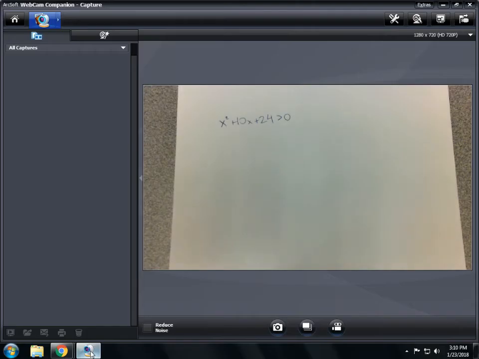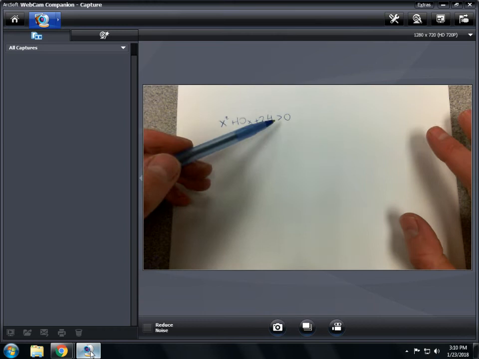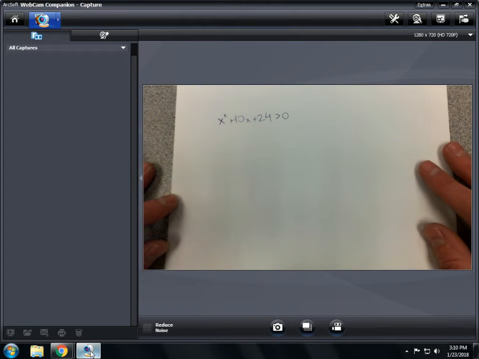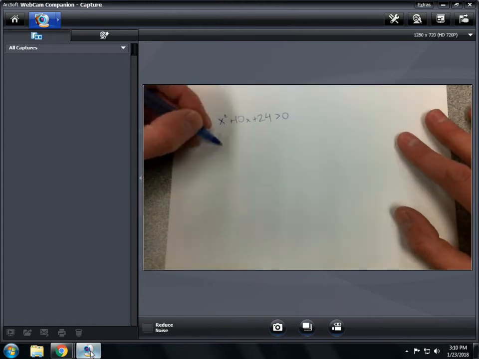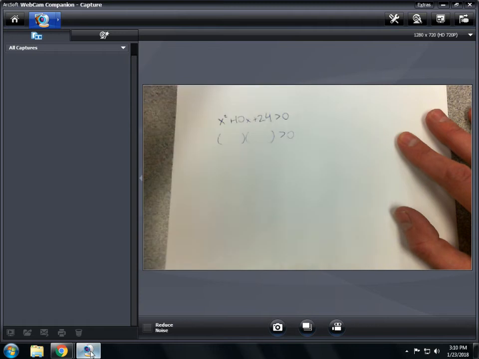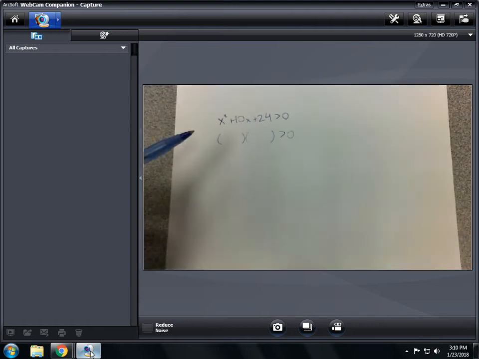If we're going to solve this, first, it doesn't equal 0, so we can't use the zero product property. However, factoring it is going to be important. So let's factor this. We're going to factor, so we find two numbers. There's a coefficient of 1, the leading coefficient. Two numbers that multiply to 24 that add to 10.